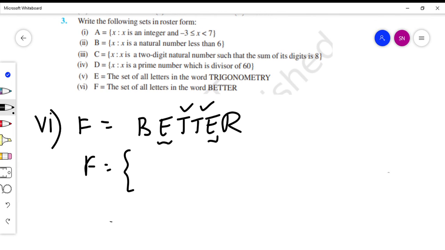So what have I told you? Any letter getting repeated will be considered once. So I will write this as b, e, t and r. And whatever elements are written inside will always be in lowercase. Hope this question is clear to you all.